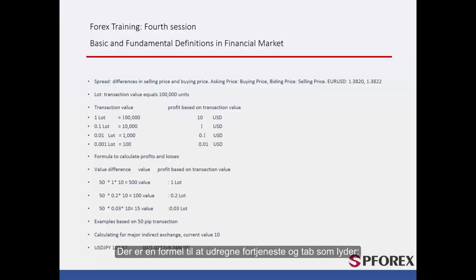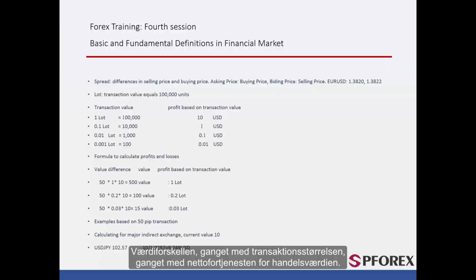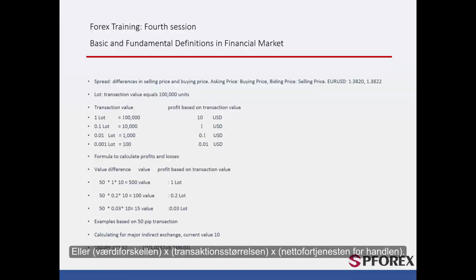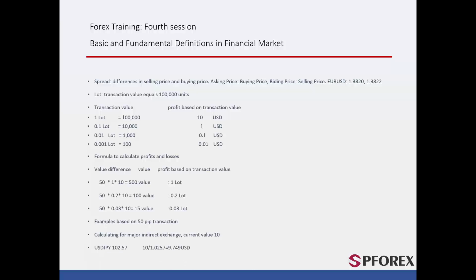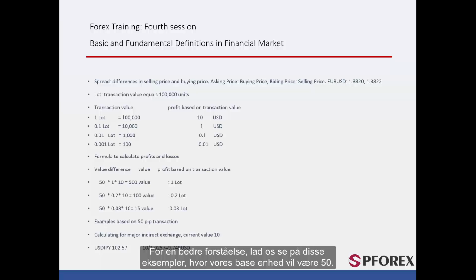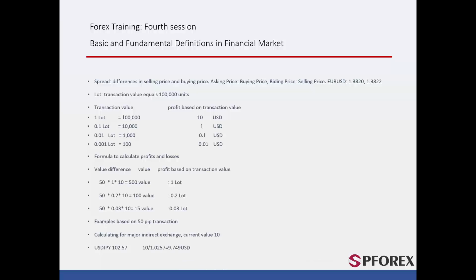There is a formula to calculate your gains and losses, which is the value difference multiplied by the size of the transaction multiplied by the net profit for trading value. For better understanding, let's look at these examples in which our base unit will be 50.